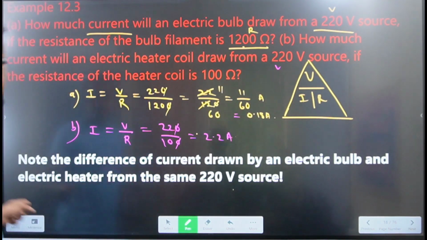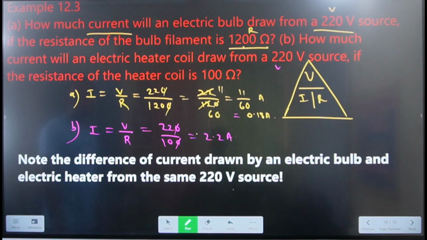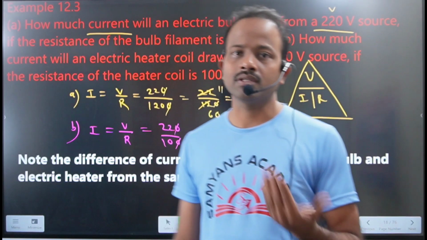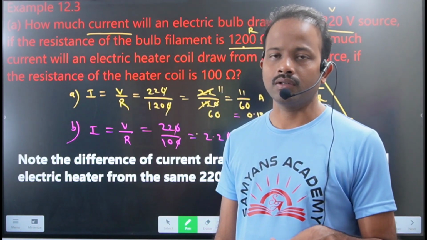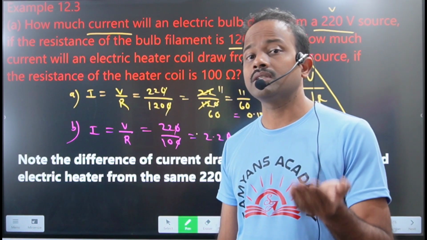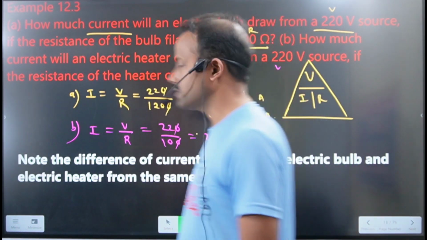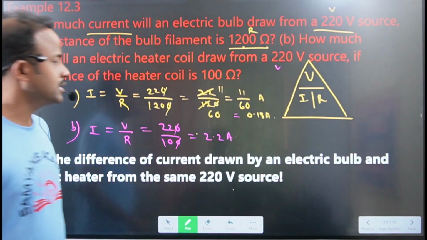Understood? Yes. The difference of the current drawn by an electric bulb and electric heater from the same 220 volt source. Here we are looking at the difference. Where is the current drawn low? Where the value of resistance is high, the current flow has decreased, right? Where the value of resistance is low, the current flow is high. Is it clear, everyone? Right? Let's move on to the next slide.